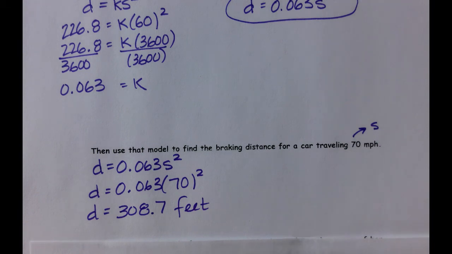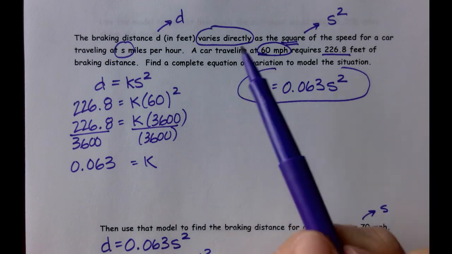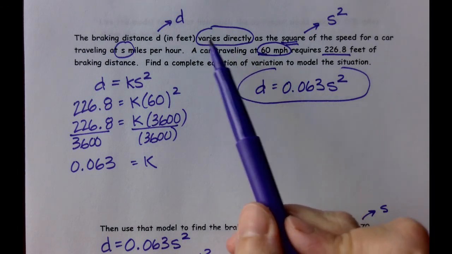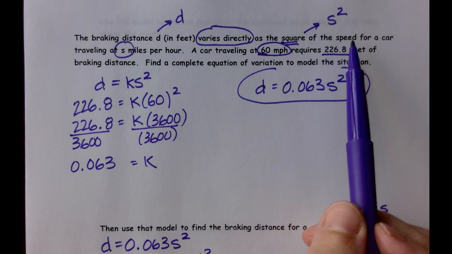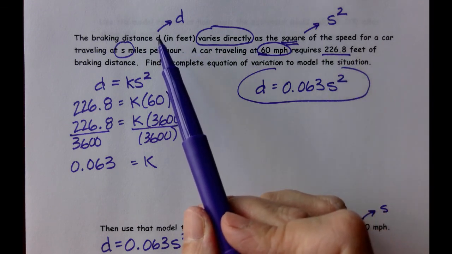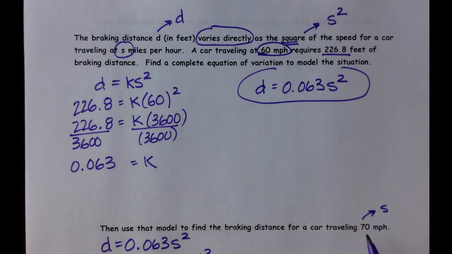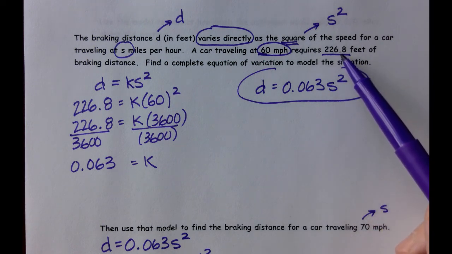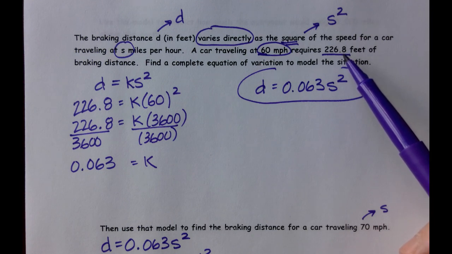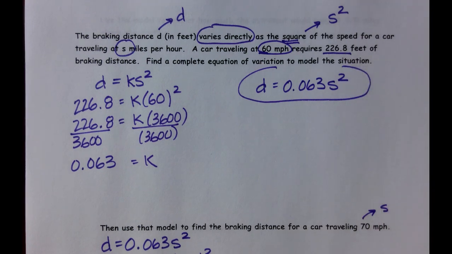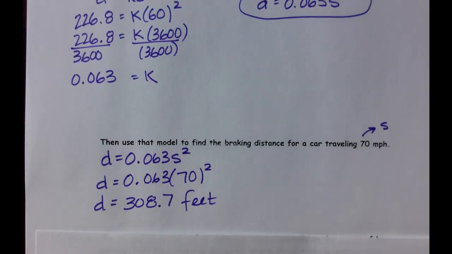Let's check for reasonableness. This is supposed to be a direct variation problem, so that when your speed increases, your braking distance should increase. We had a car in the beginning that was traveling at 60 miles an hour, and its speed increased to 70 miles per hour. The original braking distance was 226.8 feet. That should increase when the speed increases. And I think that that's what happened. When we come back down here and check our answer out, 308.7 feet is greater than the 226.8 feet that we started with in the initial scenario. So this one is done.